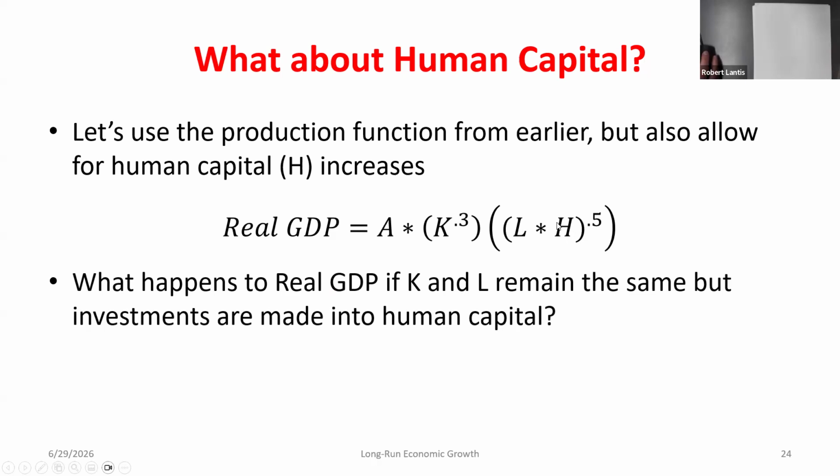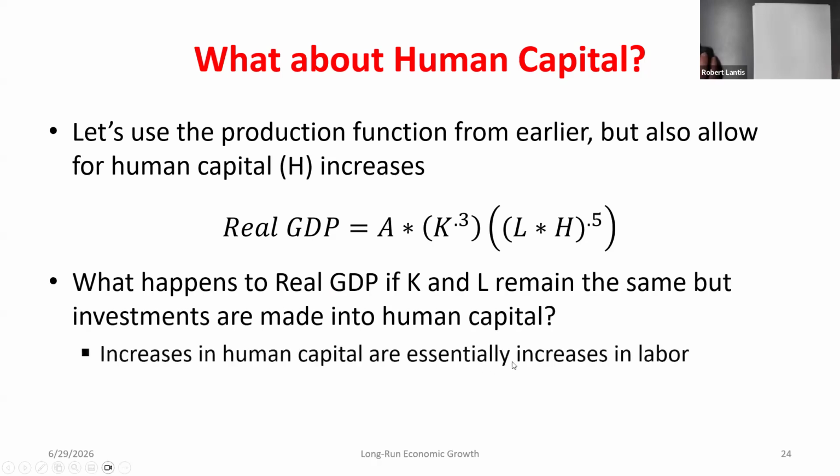Well, if we increase human capital, this is going to increase. Real GDP has to increase. So investments into human capital have essentially the same effects as increases in our labor. Right? Or you can think about labor as the number of workers. H is like the productivity of those workers. Right? So if human capital goes up, even having the same number of workers, I'm going to get more output than before.